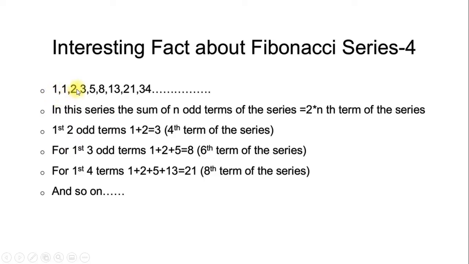Similarly, 1 plus 2 plus 5, that is 8, and three numbers we have summed up. So the sixth term: 1, 2, 3, 4, 5, 6. The sixth term is 8, so it is equal to 8. Similarly, if we take the first four odd terms, it is 1 plus 2 plus 5 plus 13 equal to 21, which is the eighth term of the series.